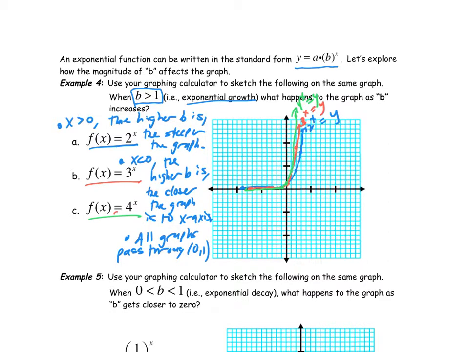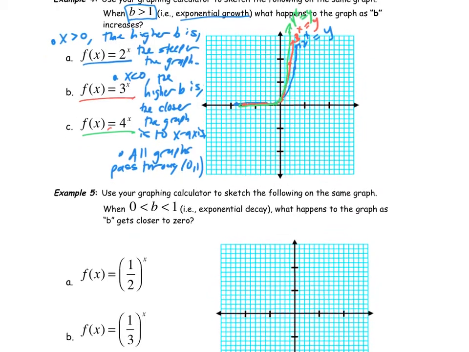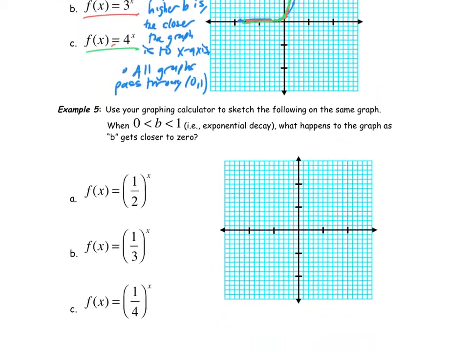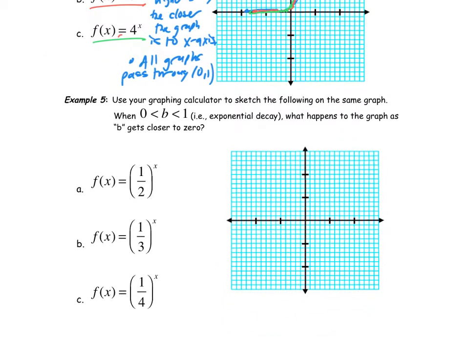Now we're going to go on to example 5. In example 5, we're going to explore 3 functions when we have decay. So here, our b value is between 0 and 1. That's when we have exponential decay, because we're multiplying by a number like 1/2 over and over and over. The values are going to get smaller as we continue. So we're going to graph these 3 functions. f of x equals 1/2 to the x. So I'm going to sketch this function.